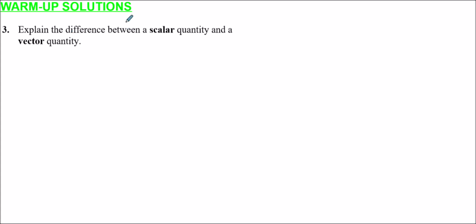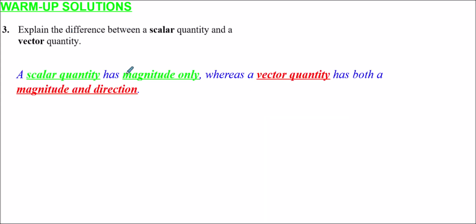So to word that a bit more carefully and formally, something like this would do. A scalar quantity has magnitude, that's a fancy word for size, magnitude only, whereas a vector quantity has both a magnitude and a direction. So a vector has both of these two components. A scalar's only got one real thing going for it. It's just got a magnitude. Whereas a vector has a magnitude and it acts in a certain direction as well.